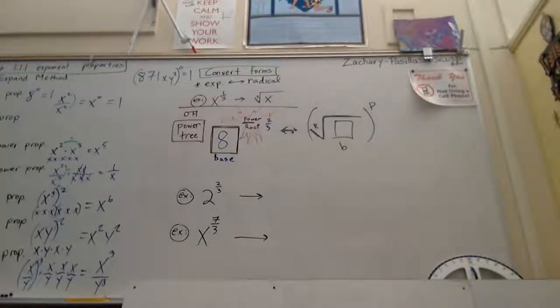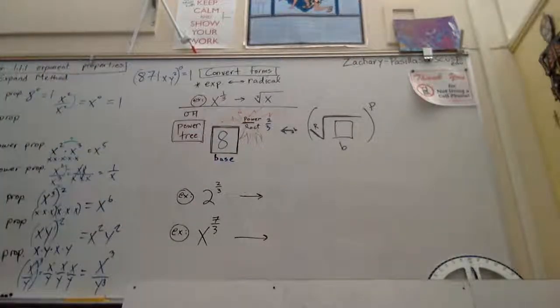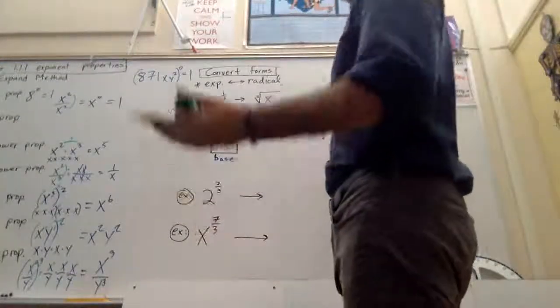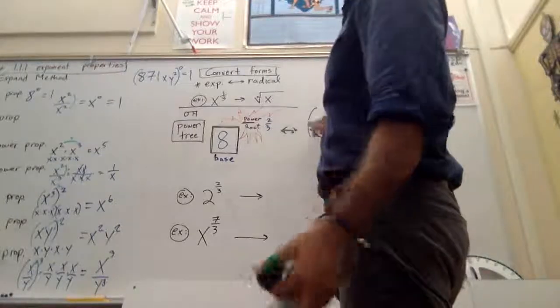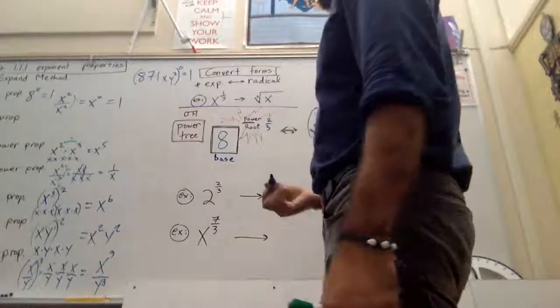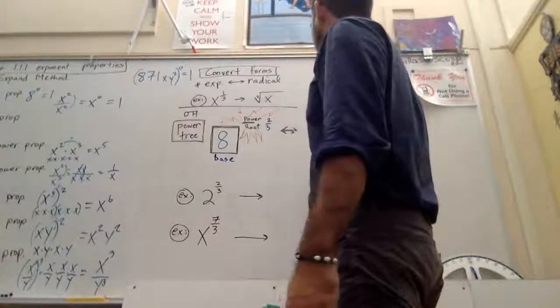So I want you to go ahead and switch this up. Instead of 8 to the 2/3, go ahead and put it into radical form. Base goes inside. The power, the exponent, always goes in that same place up here. The roots go in the root symbol. Okay. All right, so if I rewrite this, let's see.